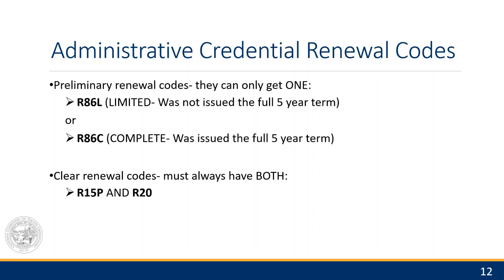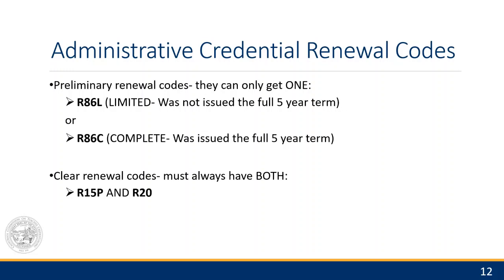The R86L stands for limited. That means that the educator is not getting the full 5-year term on that preliminary admin credential. So it's being cut short. Even if it's 4 years and 11 months, it's still going to get the R86L code. Now, any time that it links up perfectly with a base credential to get the full 5 years, that's when you're going to select the R86C code, or complete. That's a complete 5-year code.